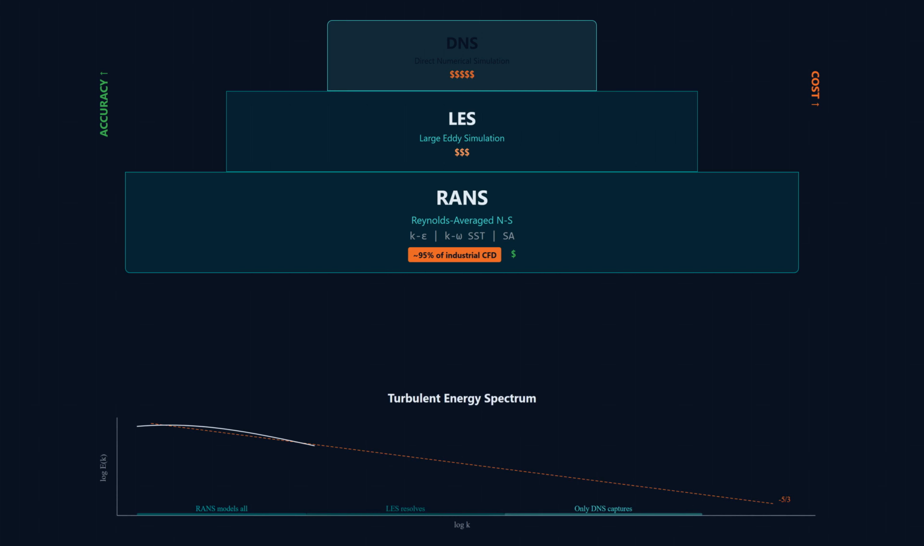The industry workhorse is RANS, Reynolds-averaged Navier-Stokes, which time-averages the equations and models turbulence with additional transport equations. Common models include k-epsilon and k-omega SST. Large eddy simulation resolves large eddies and models small ones. It's more accurate but 10 to 100 times more expensive. Choosing between DNS, LES, and RANS depends on accuracy requirements, computational budget, and what you're predicting.